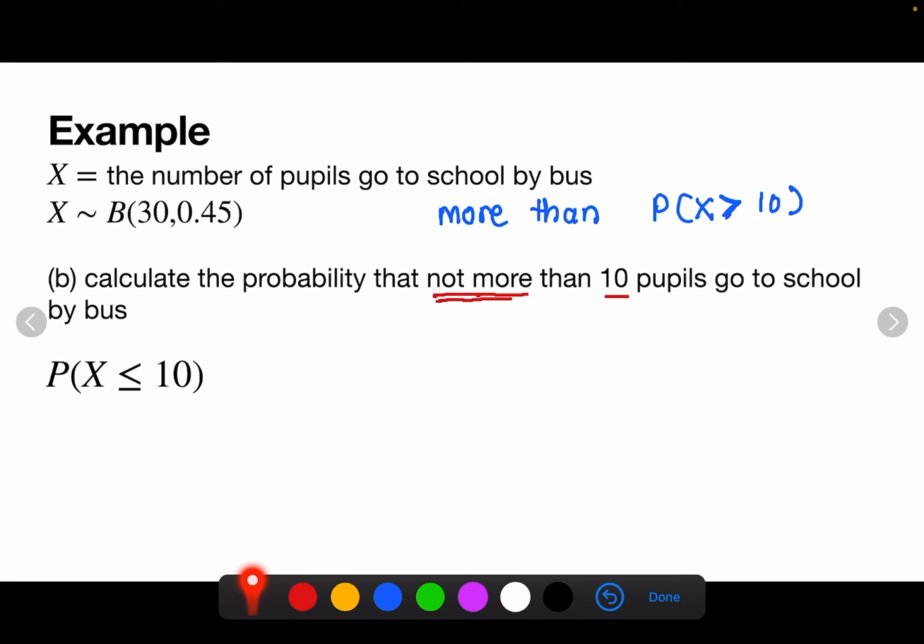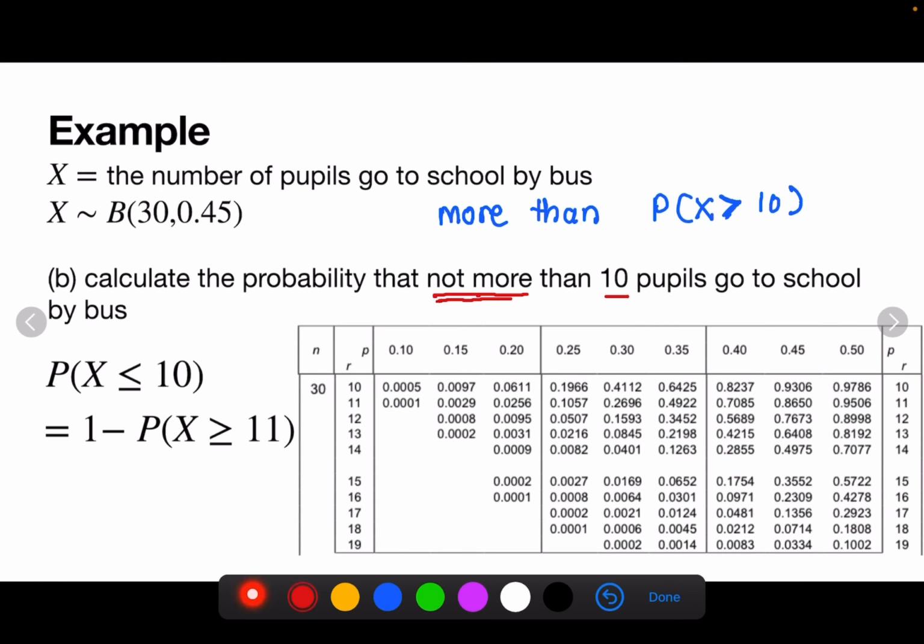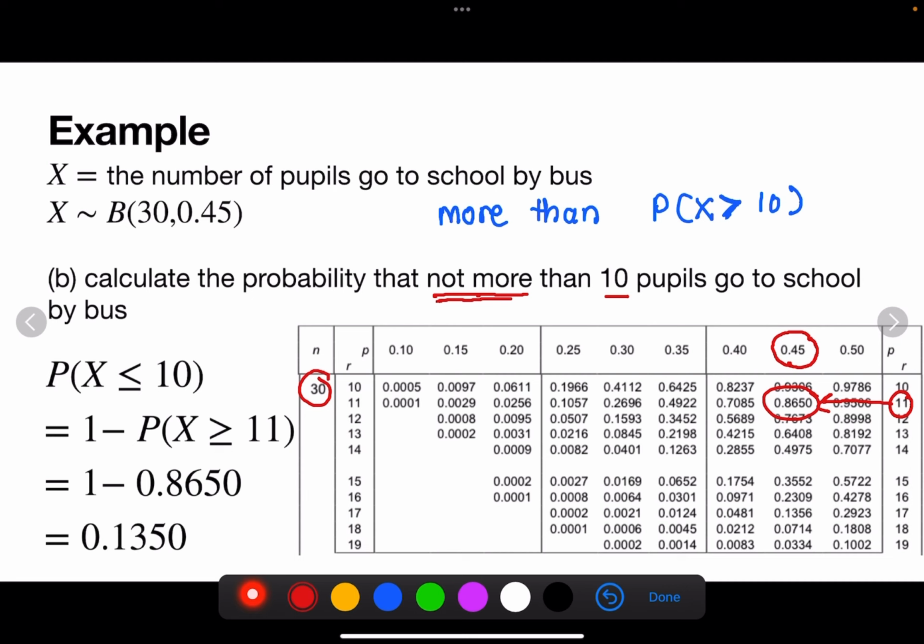You cannot read this from the table. What we're going to do is 1 minus, what is the number after 10? 11. So probability of X greater than or equal to 11. Look from your table, N is 30, P is 0.45 here. We get 0.8650. So 1 minus 0.8650, then the probability is 0.1350.